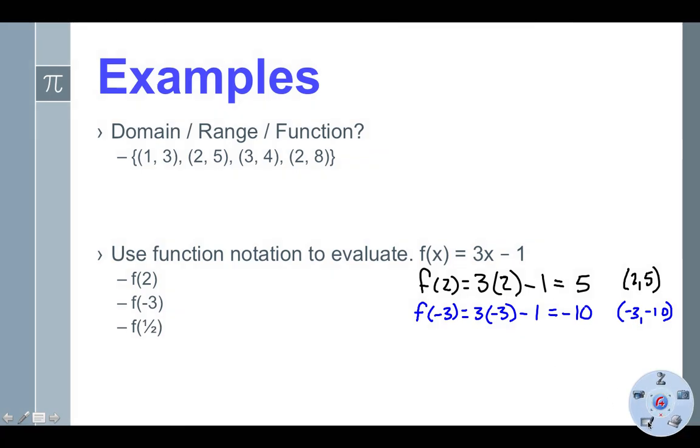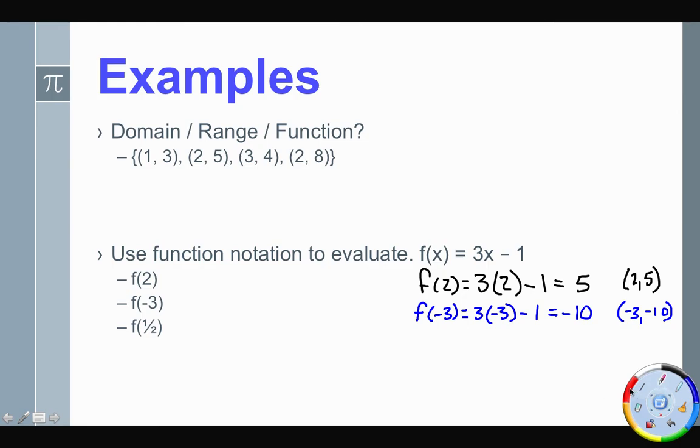We have 2 more here. What about f of 1/2? All right, well, it's just the same exact thing. So f of 1/2 is equal to 3 times 1/2 minus 1. Okay, so 3 times 1/2 is 1.5, minus 1 is 0.5, but let's just keep it as a fraction. So it's 1/2. So that means our ordered pair would be 1/2, comma, 1/2.